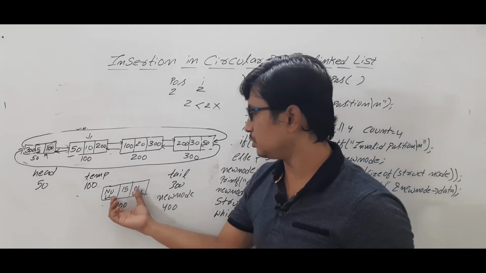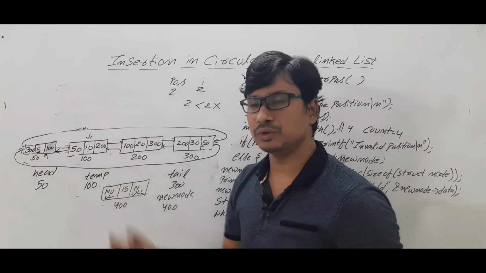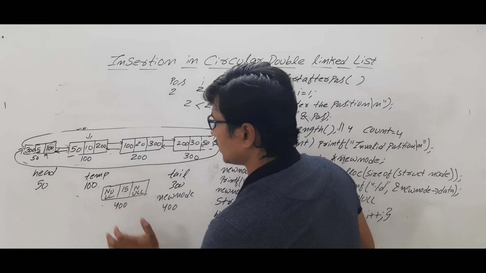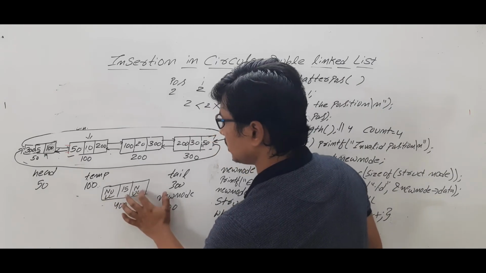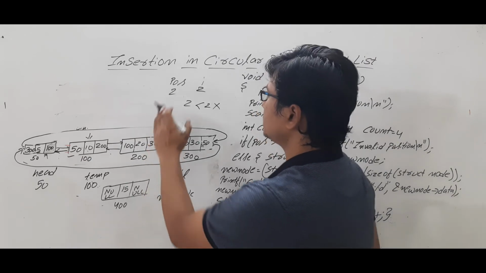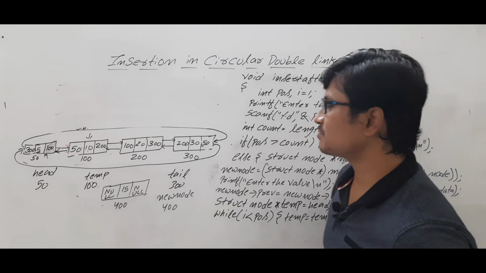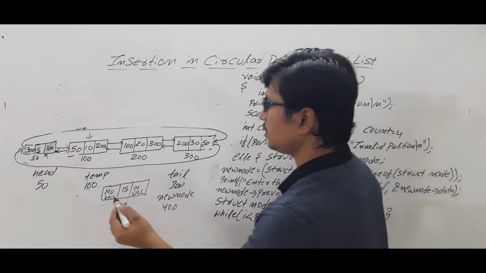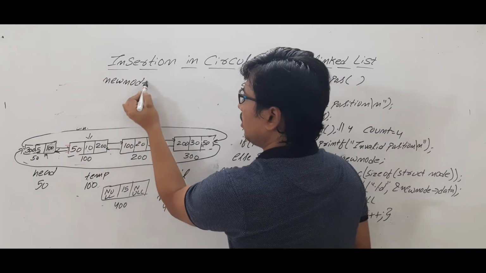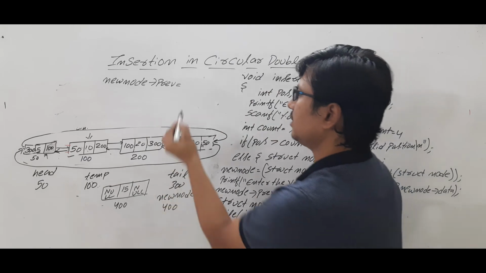Now what you have to do? You have to insert this new node between these two nodes. So here it should have 100 and here it should have 200, like that I have to do. So I will erase this one first and I will use this space to do it. So what I will do is new_node->previous = temp.